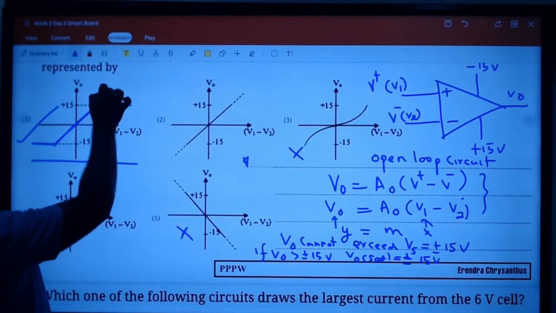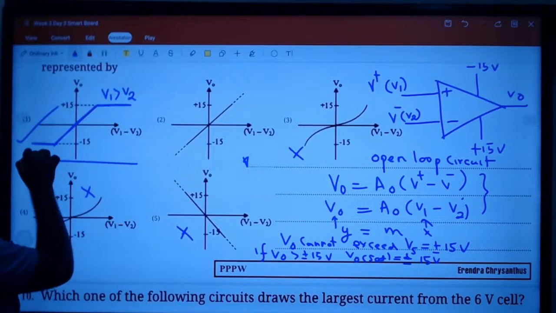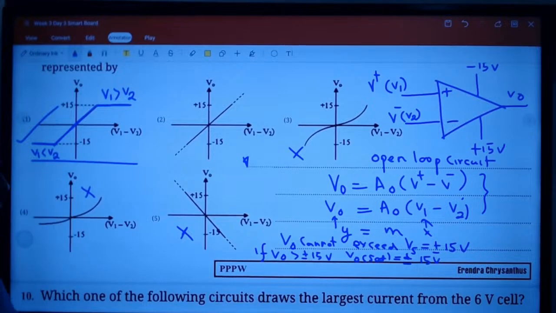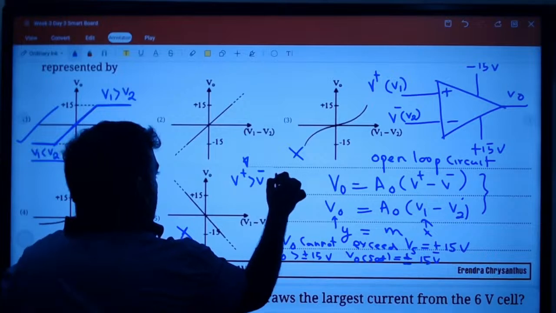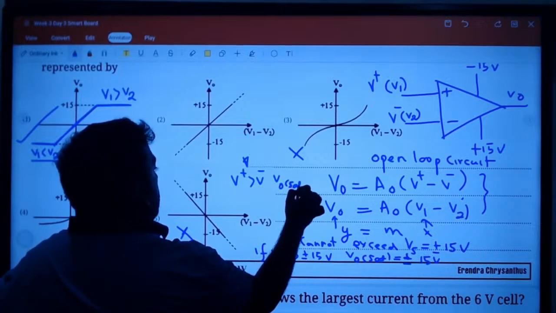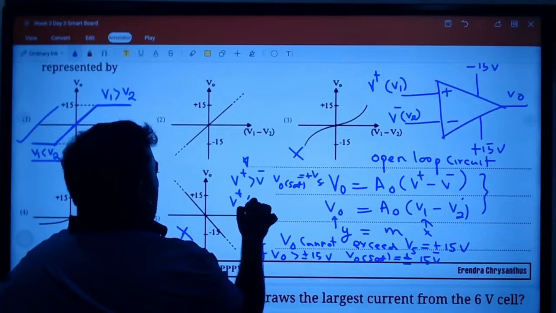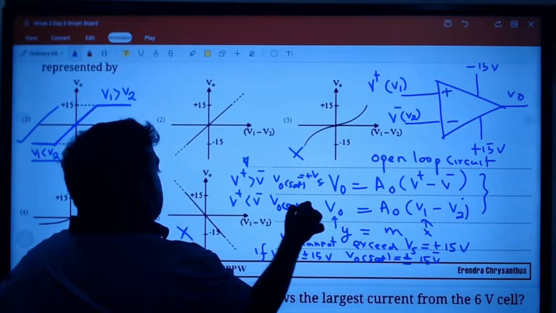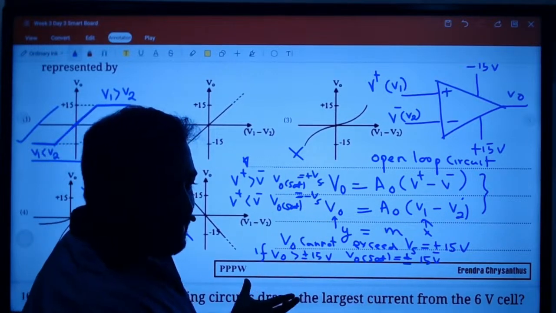Normally, if you draw the curve, if V1 is larger than V2, it saturates at the positive supply. V1 smaller than V2 will saturate at the negative supply. These are normal things that you all should know. V plus larger than V minus, output saturates at the positive supply. V plus smaller than V minus, or V minus larger than V plus, output will saturate at the negative supply. So these are very, very simple things.